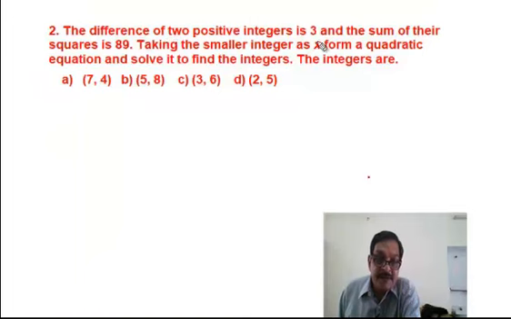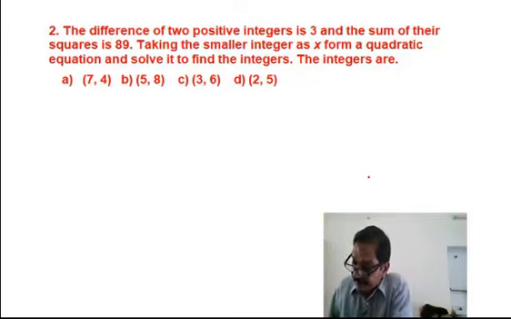The question is: the difference of two positive integers is 3 and the sum of their squares is 89. Taking the smaller integer as x, form a quadratic equation and solve it to find the integers. The options given to us are 7, 4; 5, 8; 3, 6; and 2, 5.